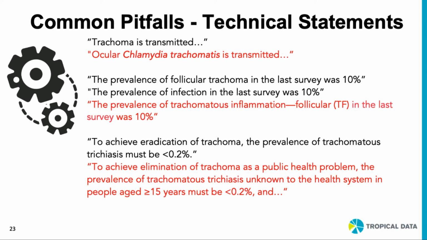Finally, people can sometimes misquote the global target for elimination as a public health problem as an eradication target. These are distinct terms and have different meanings, so we should be careful about using them interchangeably. So instead of writing "to achieve eradication of trachoma, the prevalence of trachomatous trichiasis must be less than 0.2%," you can write "to achieve elimination of trachoma as a public health problem, the prevalence of trachomatous trichiasis unknown to the health system in people aged 15 or older must be less than 0.2%."